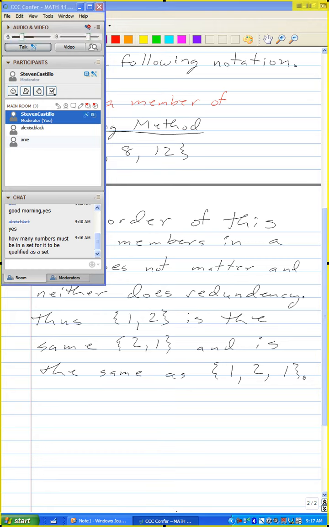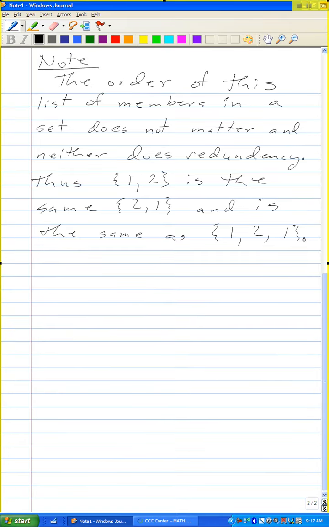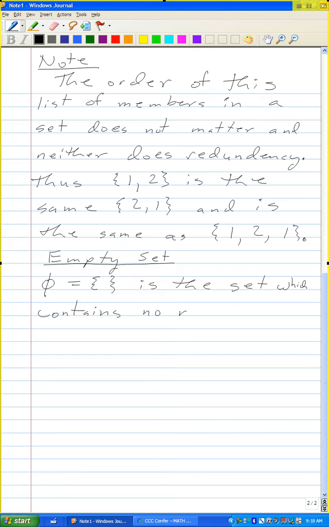You can have no members of a set. So the empty set. The empty set, denoted by this symbol, or just by that symbol, is the set which contains no members. Okay, so you could have a set that has nothing in it, and so that's called the empty set.